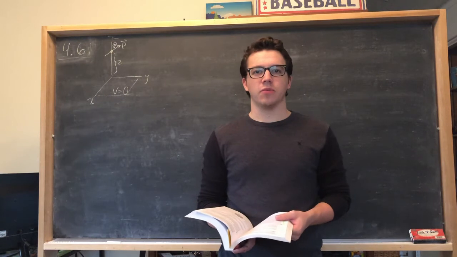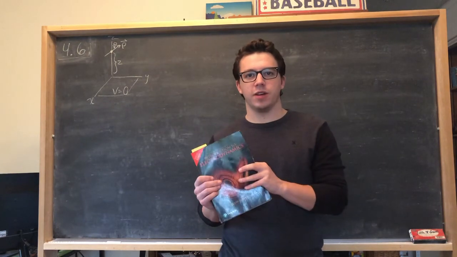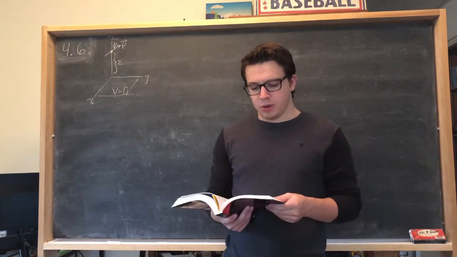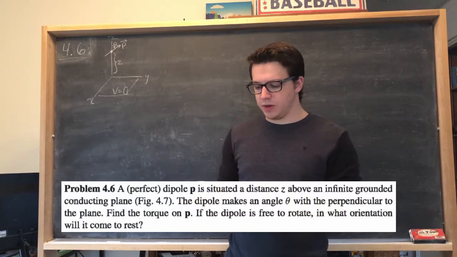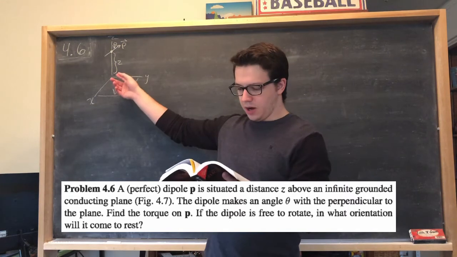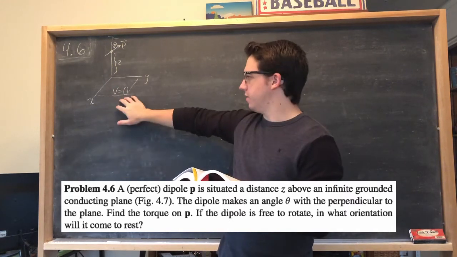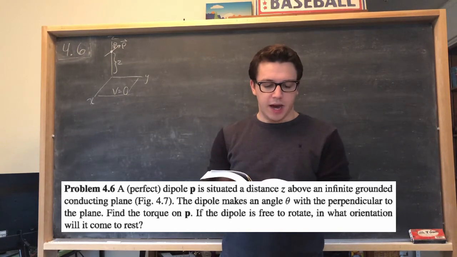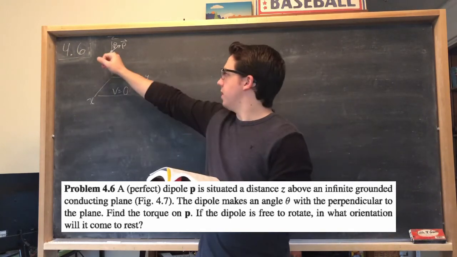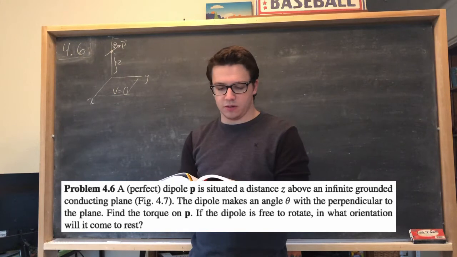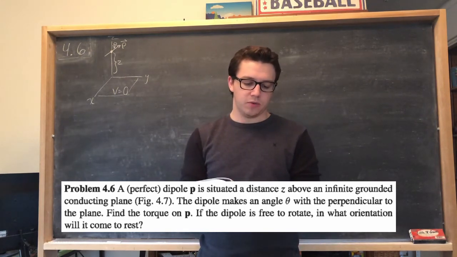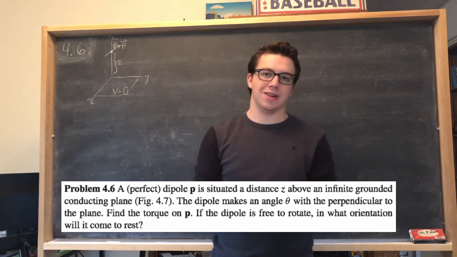Today we are going to be doing problem 4.6 from Griffiths' Intro to E&M, and 4.6 asks us this. A perfect dipole p is situated a distance z above an infinite grounded plane, which Griffiths also shows in figure 4.7. The dipole makes an angle theta with the perpendicular to the plane. Find the torque on p, and if the dipole is free to rotate, in what orientation will it come to rest?